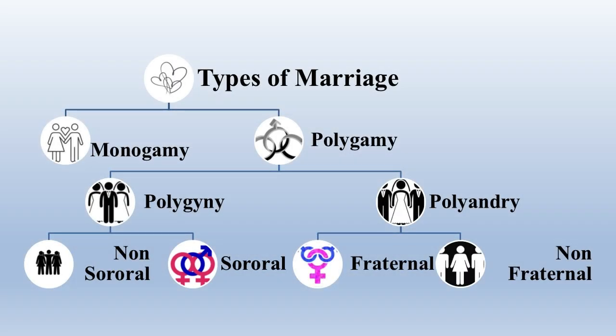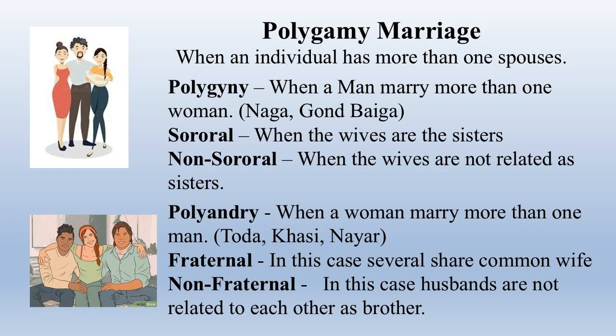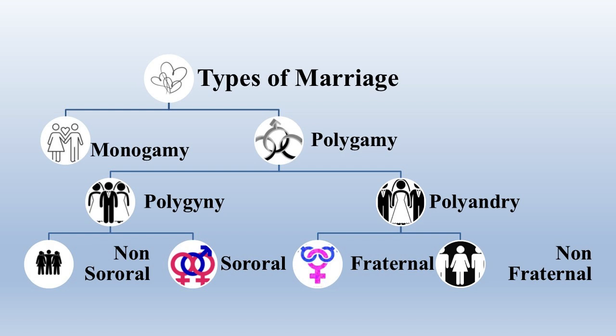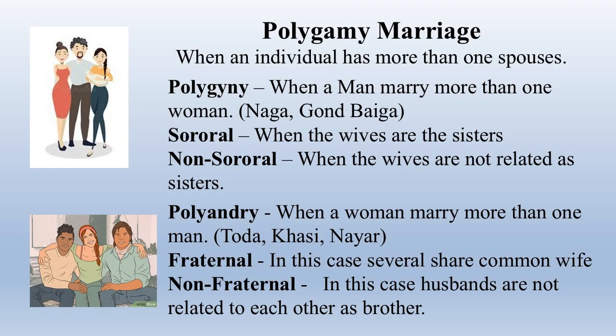Polygamous marriage has been divided into two parts. One is polygyny and another is polyandry. Polygyny is when one man marries more than one woman at a time, which means polygynous marriage. Examples have been found among the Naga, Gond, and Baiga. Now, polygyny has been divided into another two parts: sororal polygyny and non-sororal polygyny. In the case of sororal polygyny, the two wives are sisters, and in the case of non-sororal polygyny, the two wives are not related to each other.